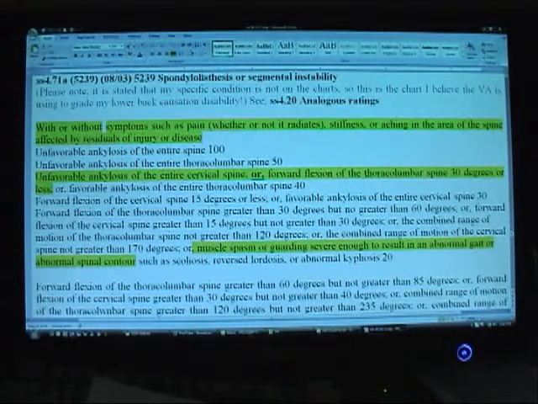Unfavorable ankylosis of the entire spine, 100%. Unfavorable ankylosis of the entire thoracolumbar spine, 50%. Unfavorable ankylosis of the entire cervical spine, or forward flexion of the cervical spine 30 degrees or less, or favorable ankylosis of the entire thoracolumbar spine, 40%. Forward flexion of the cervical spine 15 degrees or less, favorable ankylosis of the entire cervical spine, 30%.